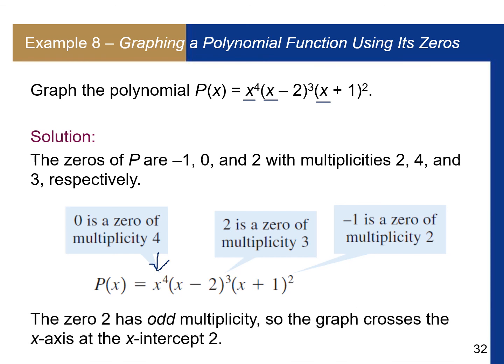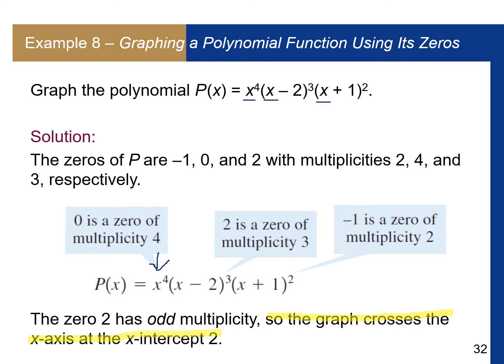So 2 has an odd multiplicity, so it will cross the graph at the x-axis, and the x-intercept is 2. Again, important stuff, a whole bunch of stuff. So that means it crosses the graph at the x-axis and has an x-intercept at 2.